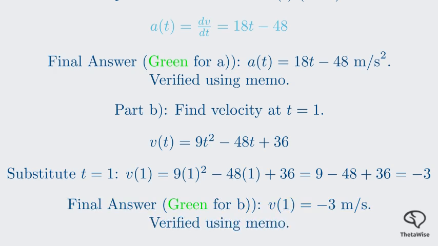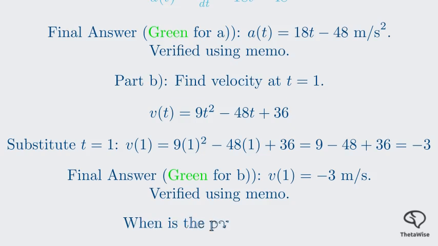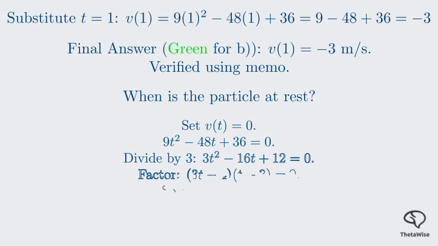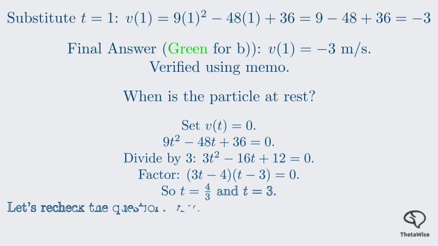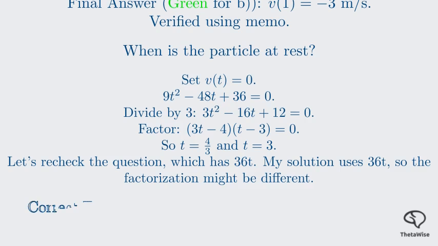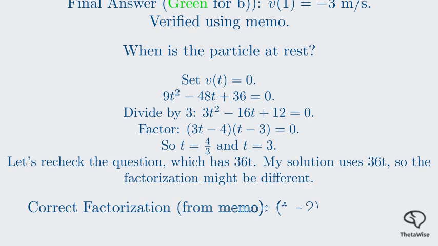Let's explore this motion a bit further. When is the particle at rest? A particle is at rest when its velocity is 0. We set our velocity function to 0 and solve for t. We can factor the equation to get t equals 2 and t equals 6. The factorization in the memo is slightly different. The memo shows t equals 2 and t equals 6. Let's use those values for our analysis.